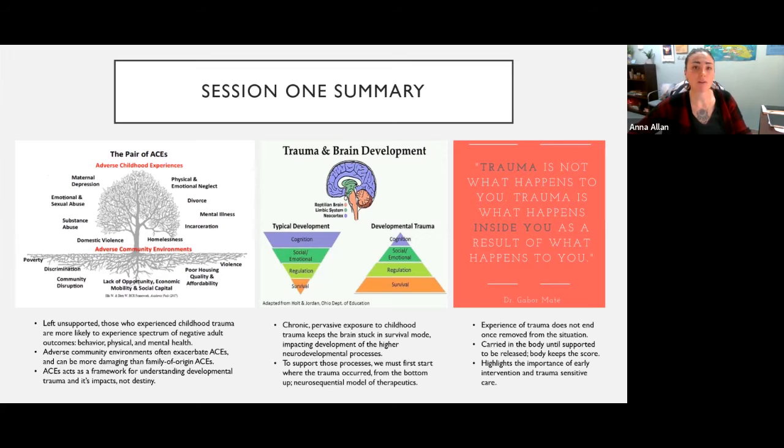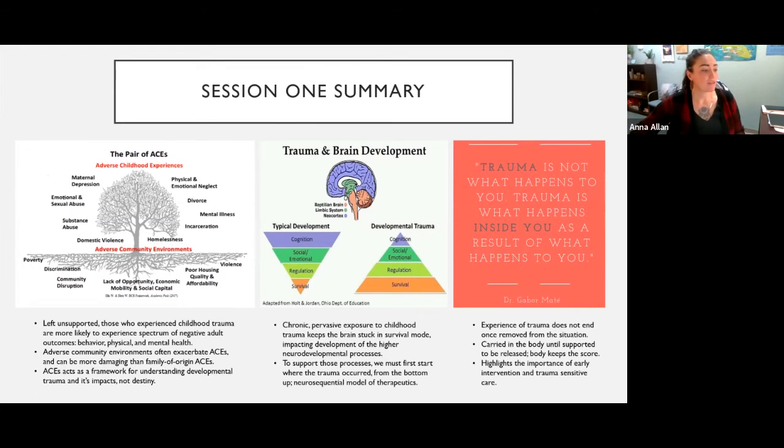We know that if caregivers are stressed because they can't pay rent or bring food into the home, and on top of that there's underlying substance abuse, the likelihood that those traumatic experiences will be heightened is pretty high. The other important point is to recognize that ACEs are not set in stone. The adverse childhood experience study we reviewed in the first session is not destiny. Instead, look at it as a framework for understanding developmental trauma and its impacts, but not as a definition of what will happen to this individual throughout the rest of their life.